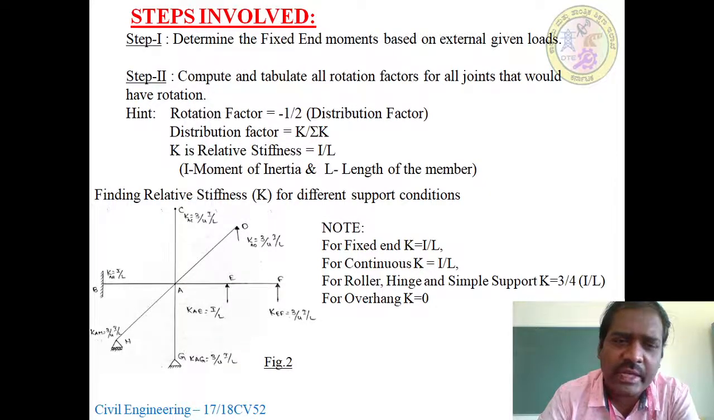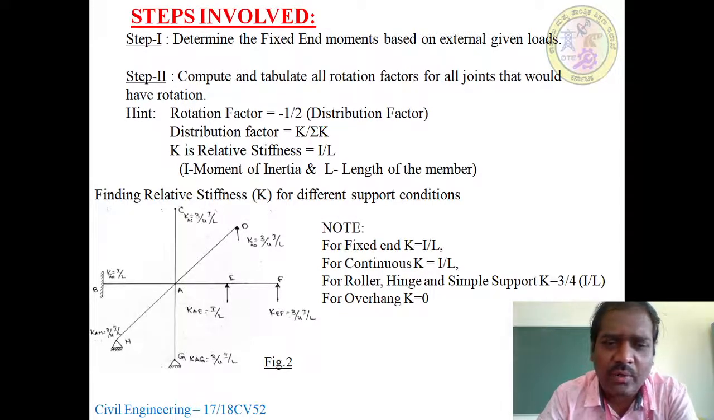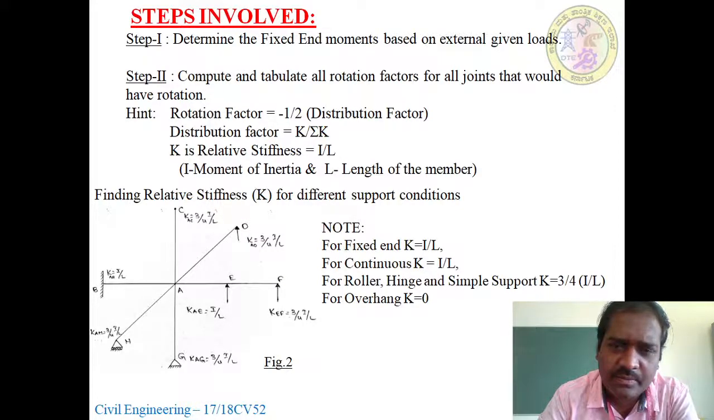You should not go directly to the simple support. First it will be continuous. The sequence is fixed, continuous, roller, hinge, simple. In this sequence you have to calculate the K values. For EF, check the position of F. Is it fixed? No. Is it continuous? No, because if one more support were there after F, you would consider it continuous. Otherwise it will be a simple support. So K is equal to 3 by 4 I by L.